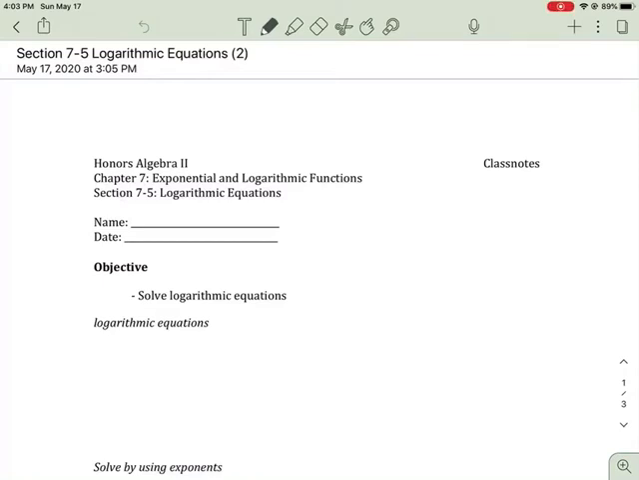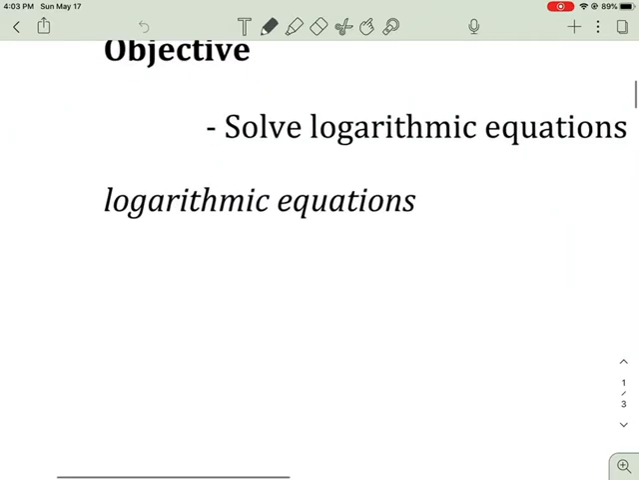All right, hi everyone. So today we're going to work on logarithmic equations. So we're going to solve logarithmic equations, meaning that we're going to solve for a variable that happens to be in a logarithmic equation. So these are equations that involve logarithms and the variable is in the logarithm.